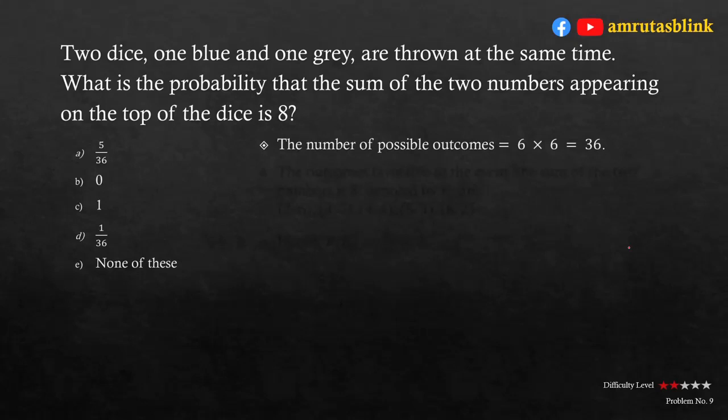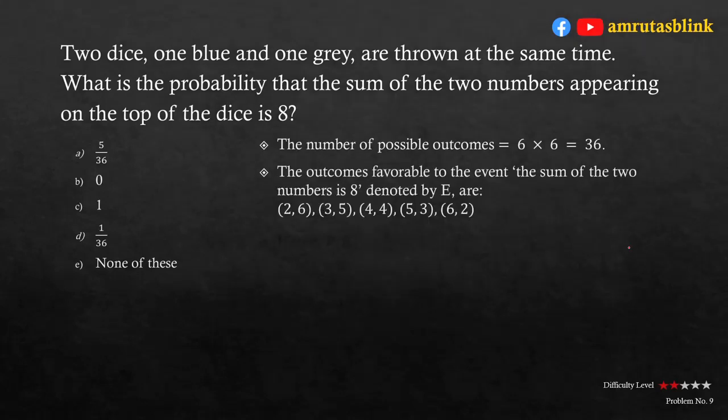Now, what we need to calculate is the probability that the sum of the two numbers appearing on the top of the dice is 8. So, let's suppose on the first die, if we get 1, then the maximum number we can get on the second one is 6. But 1 plus 6 will be equal to 7. Hence, we cannot have 1 in any of our favorable outcomes. So, the favorable combinations of the outcomes start with 2 and 6.